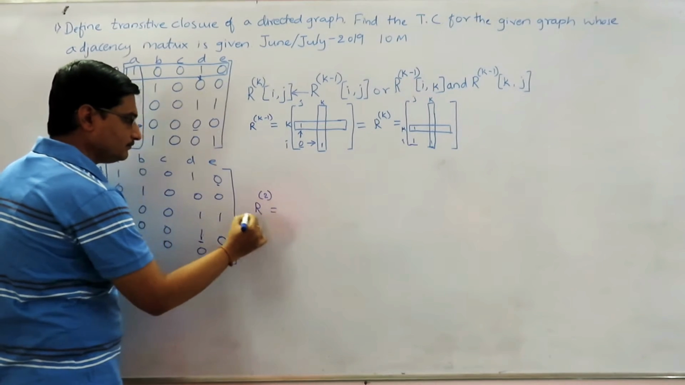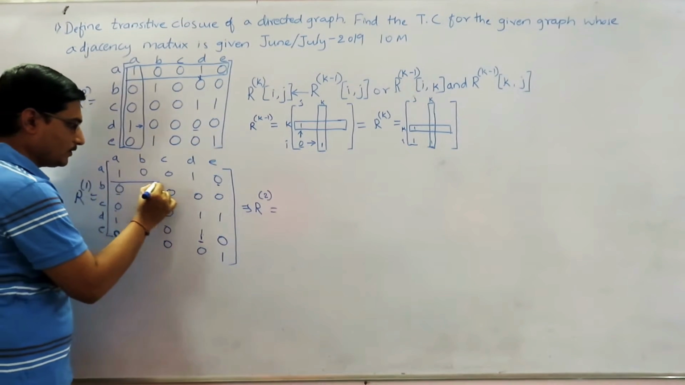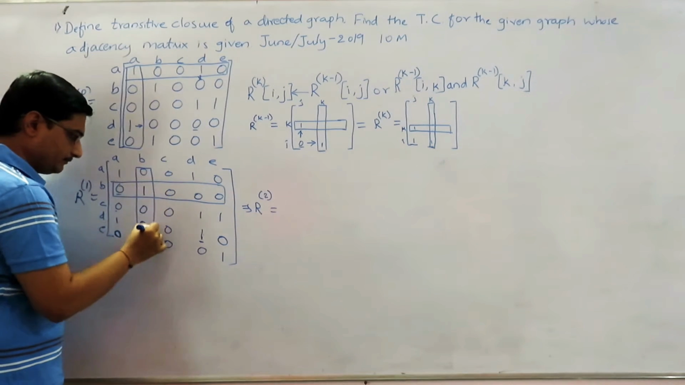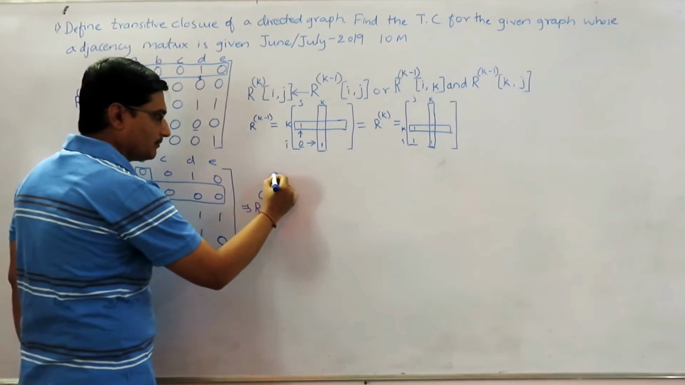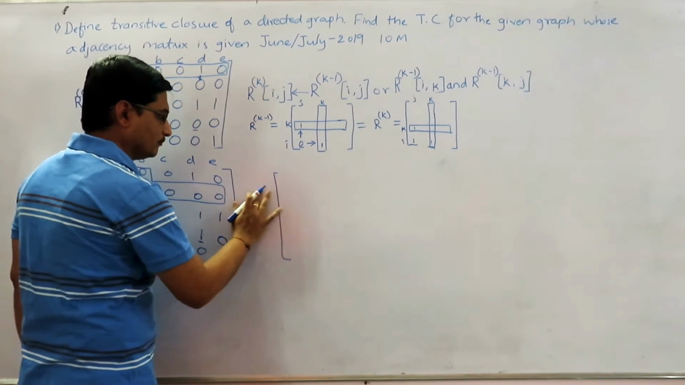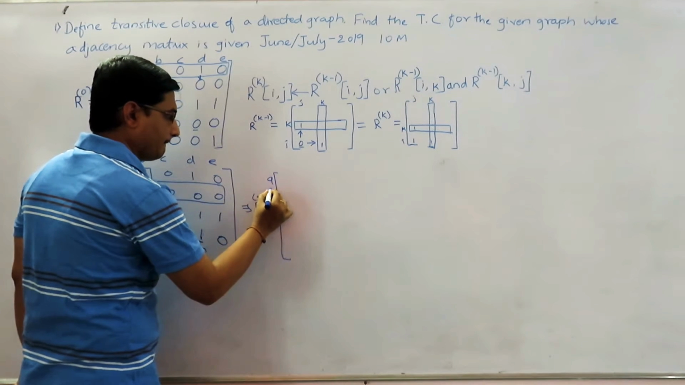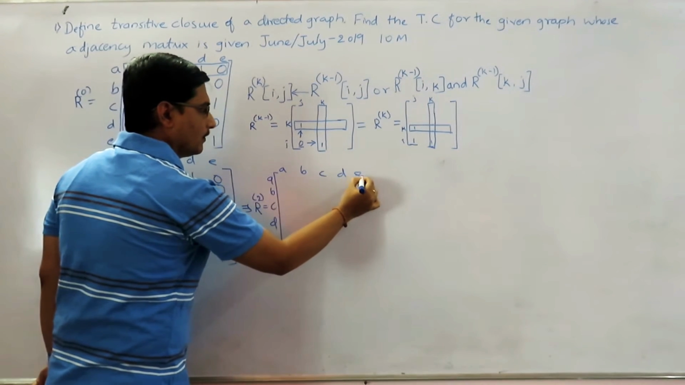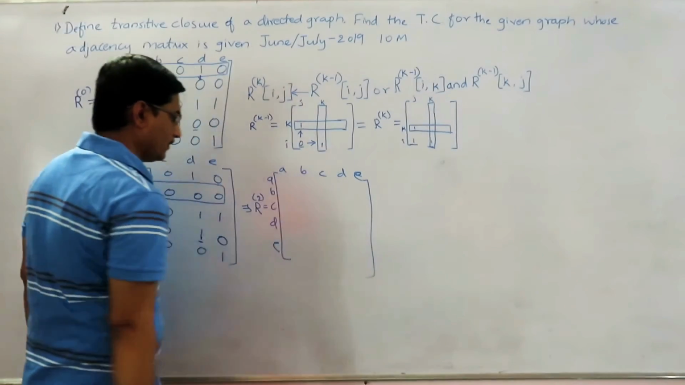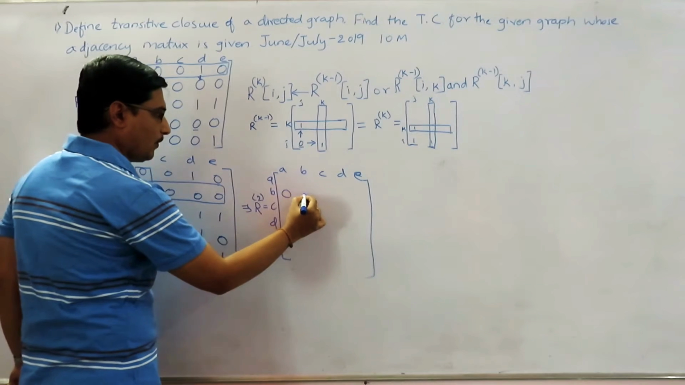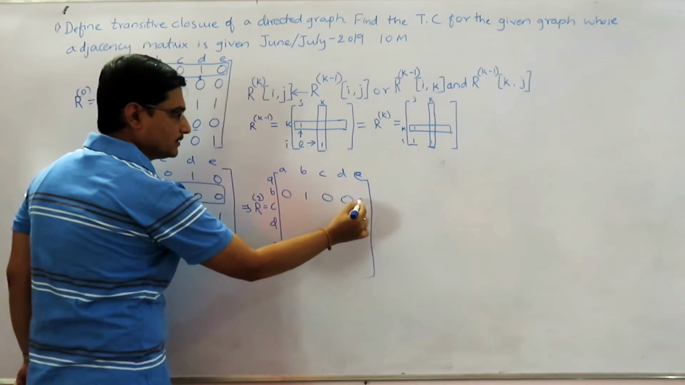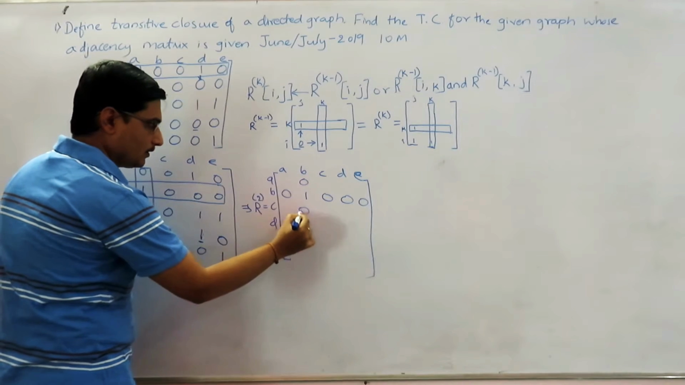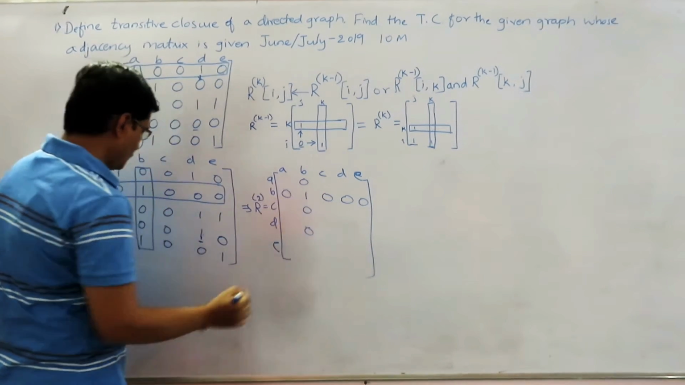Now we will go for R2. From this matrix we need to find it. We need to consider the second row and second column. The very first thing is that the second row and second column are not going to change. So directly we will write the second row, that is 0, 1, 0, 0, 0, from this matrix. And the second column, that is 0, 1, 0, 0, 0, 0, 1.